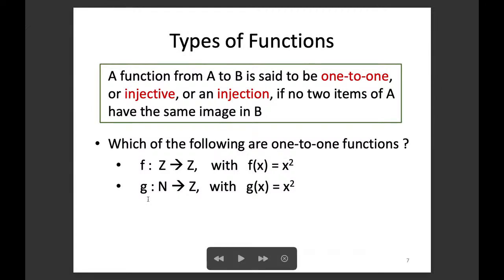But if we consider a different function g, where the domain is the set of natural numbers, starting from 1, 2, 3 up to infinity, mapping to integers with g(x) equal to x squared, then you can see that it is a one-to-one function. How do we show this? We can show this by contradiction. Whenever we have two numbers that are mapped to the same location, we will derive a contradiction. So it is not true that it is not one-to-one, so it must be one-to-one.